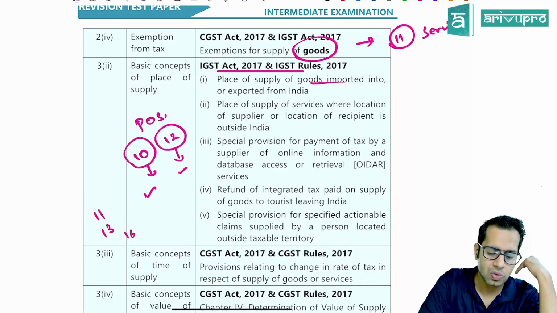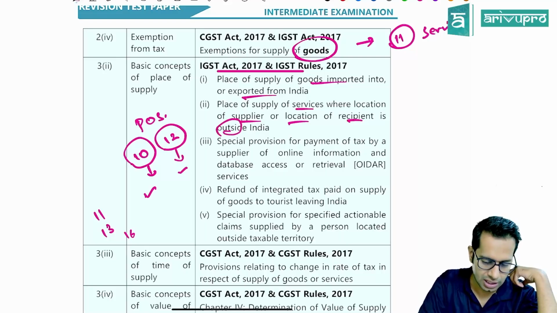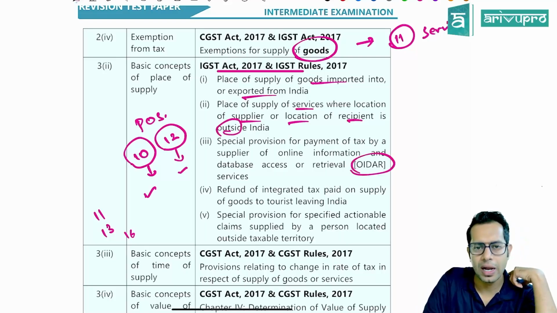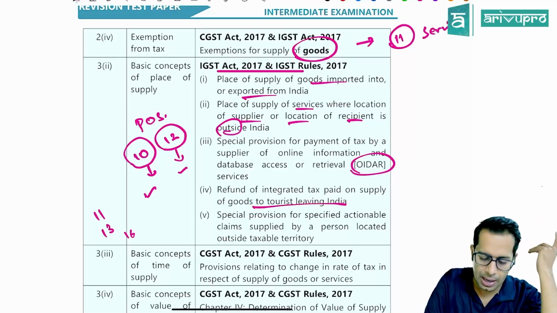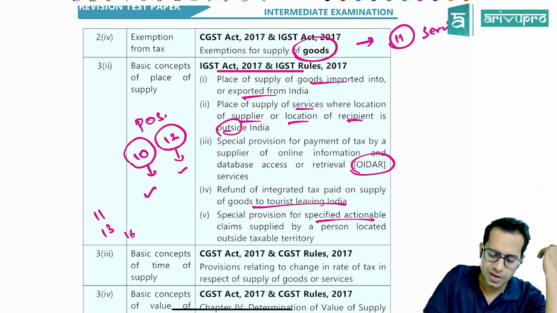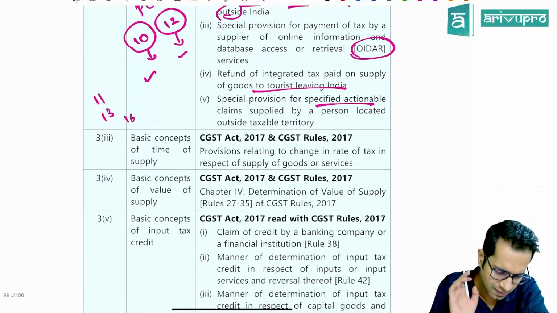Place of supply of goods imported into India or exported from India. Place of supply of services where the recipient or the supplier, anyone is outside India. Provisions with respect to OIDAR service provider. Provision with respect to a tourist who is leaving India. Provision with respect to specified actionable claims, etc. They are not applicable to you. Therefore, they have just given that clarification.